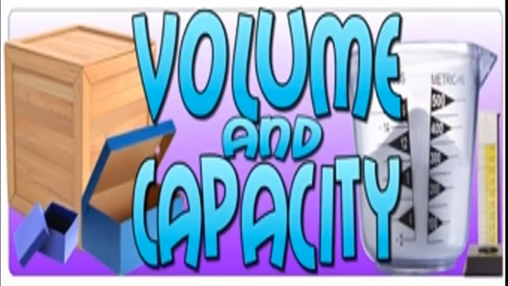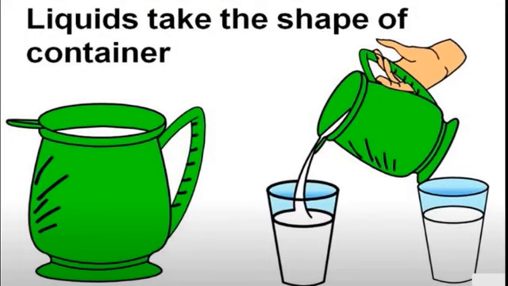Now students, we will move to today's portion, that is volume and capacity. Liquids take the shape of the container. This we know, right? When we pour a liquid like milk, then water or juice or cold drinks, whatever, it takes the shape of the container, isn't it? Means liquid has no shape of its own. It takes the shape of the container, right?